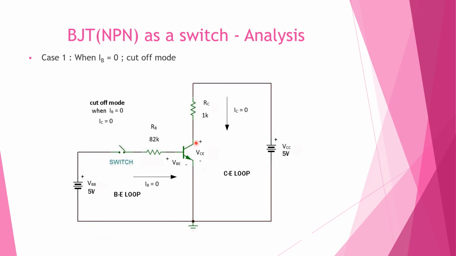So here, the collector emitter junction, VCE, we can model it as a switch, and this will be open when IB is equal to 0. So now the switch is open in the collector emitter loop. The BJT now acts as an off switch. When the BJT acts as an off switch, this condition is called cutoff mode. That is when IB is equal to 0, and for that IC is equal to 0.